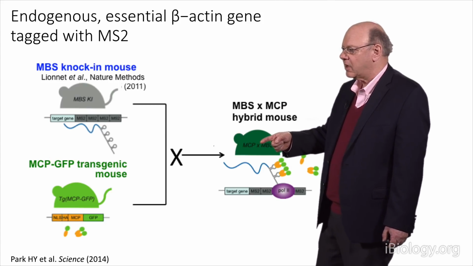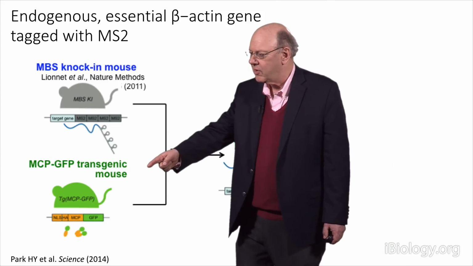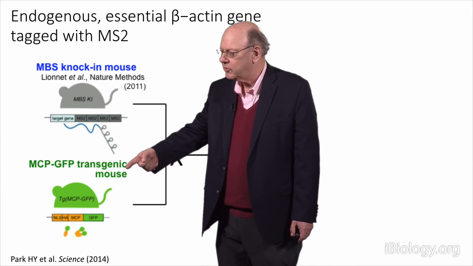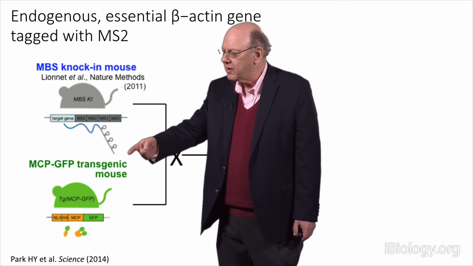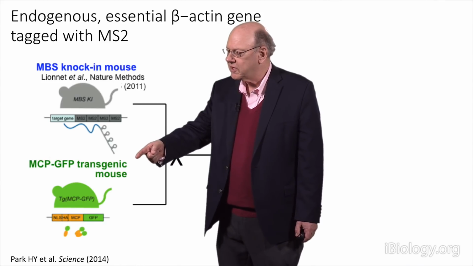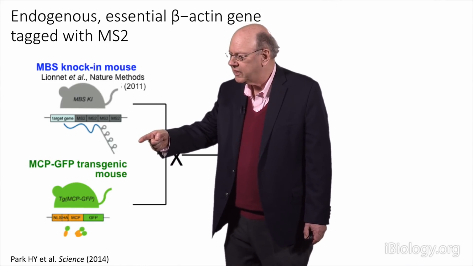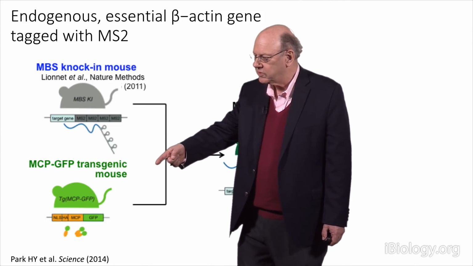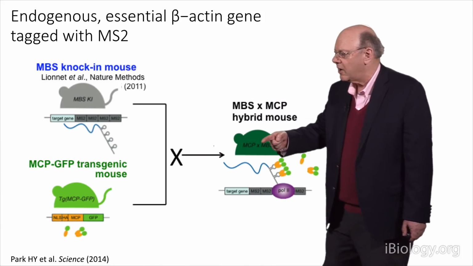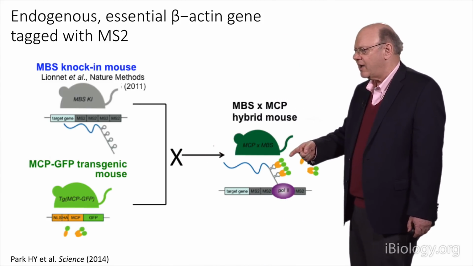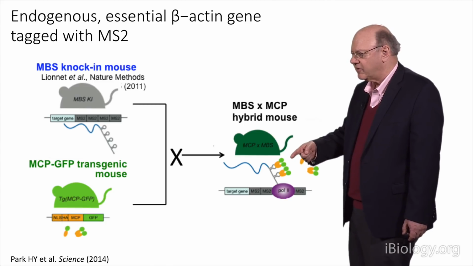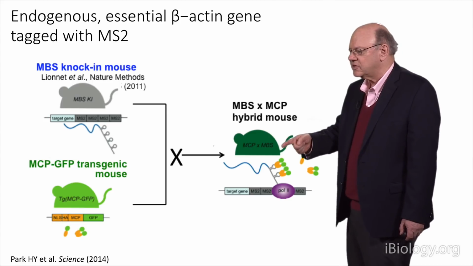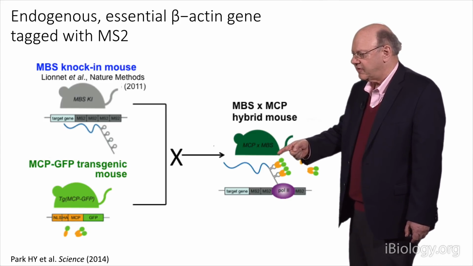So then we pushed our luck and we said, well, let's now make a transgenic mouse that makes the capsid protein in all cells from a ubiquitous promoter. And we're going to mate these two so that every cell has a labeled actin gene with the MS2 capsid protein, MCP. And so we get this hybrid mouse. Now every single actin molecule, every single mRNA in every single cell in this mouse is labeled with this GFP.